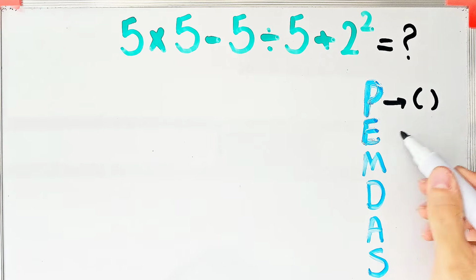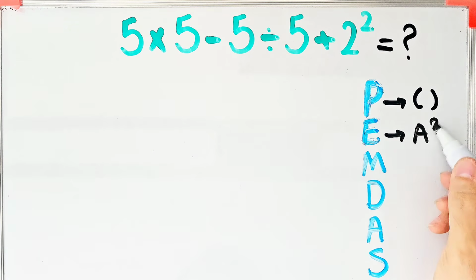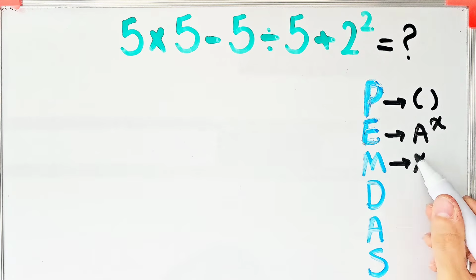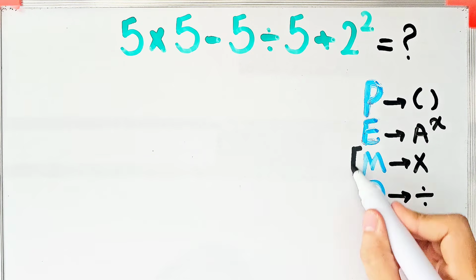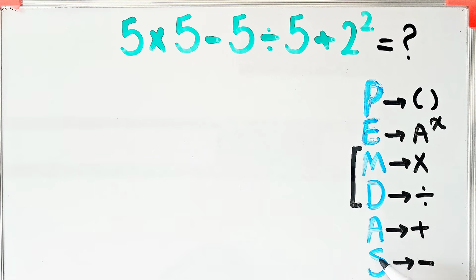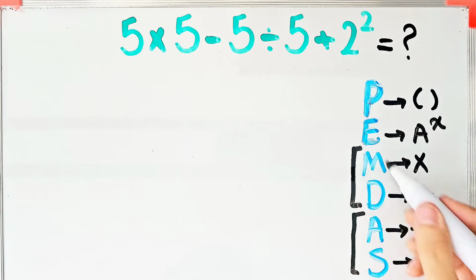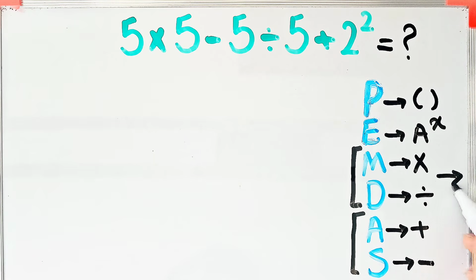P stands for parentheses, E stands for exponent, M stands for multiplication, D stands for division, A stands for addition, and S stands for subtraction. Multiplication and division have the same level of priority. Also, addition and subtraction have the same priority. When we have both in an expression, we start from the left and simplify the question.